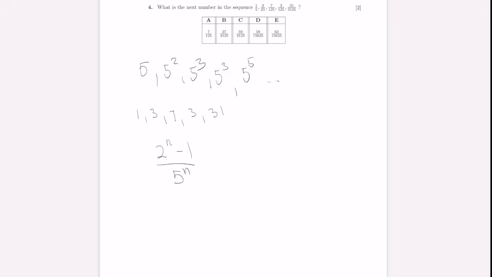Shall we just double check this? Essentially, we want something where for the first 3 terms, after the first 3 terms, there's going to be a shift in the way this thing is actually growing. So for n is equal to 1, we're going to get 2 to the power of 1, take away 1, over 5, which is just 1 over 5. That checks out.